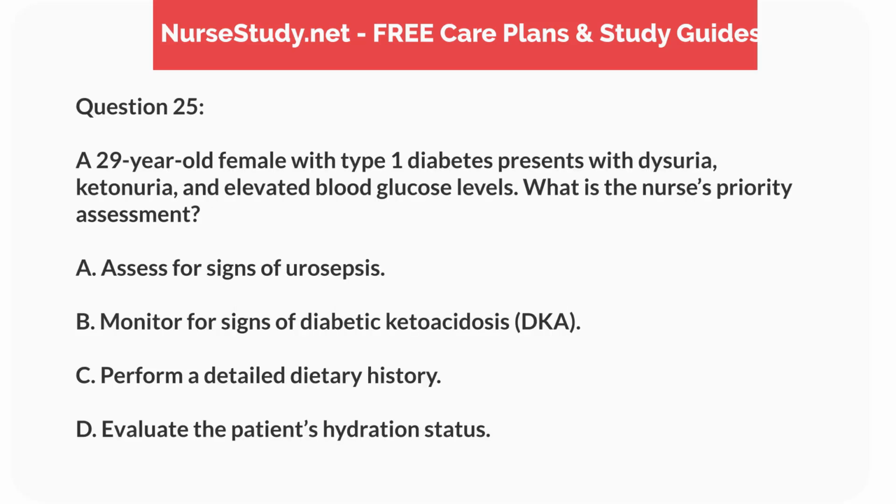Question 25. A 29-year-old female with type 1 diabetes presents with dysuria, ketonuria, and elevated blood glucose levels. What is the nurse's priority assessment? A. Assess for signs of urosepsis. B. Monitor for signs of diabetic ketoacidosis, DKA. C. Perform a detailed dietary history. D. Evaluate the patient's hydration status.